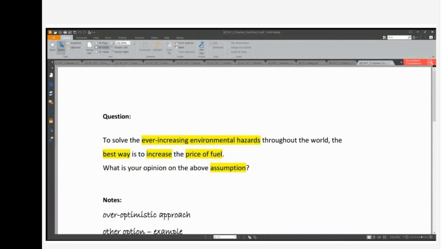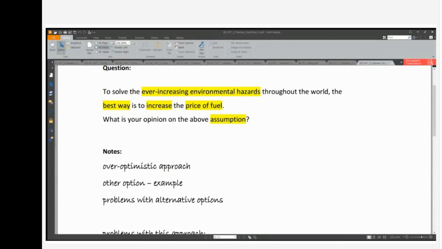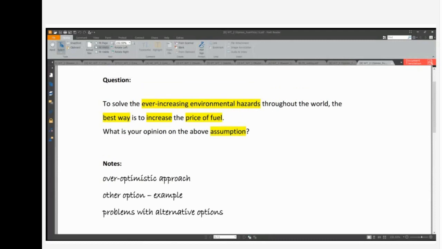Obviously, this particular approach or assumption, we can describe it as an over optimistic approach. That means whoever planned this one hasn't planned what could go wrong in this particular assumption or approach. Obviously, there are other options, so we need to give those examples in our essay, and we need to show what are the problems with alternative options too. So these are the things we can write in our essay.